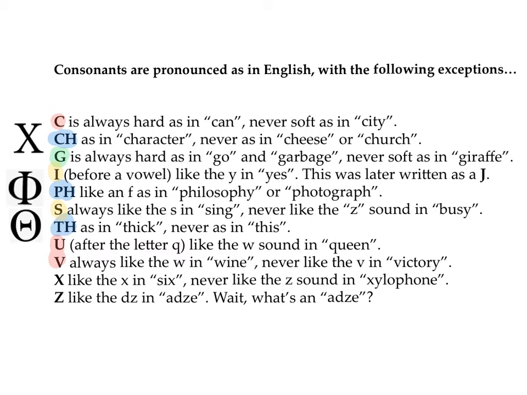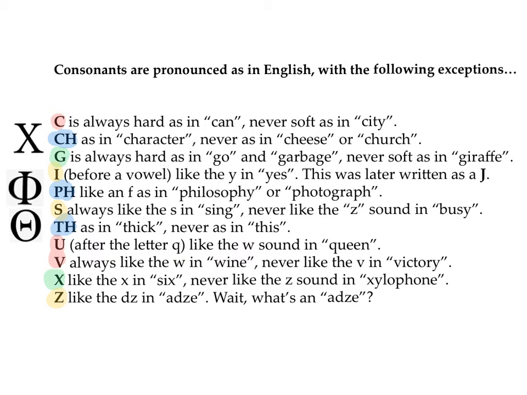Now, like so many of these consonants, the letter X makes one of the sounds it makes in English and not the other. So it always sounds like a K plus S, as in the word six. Never the Z sound we make at the beginning of the word xylophone. Finally, the letter Z, which is rare in Latin and only used to spell Greek words, sounds like it has a D in front of it.